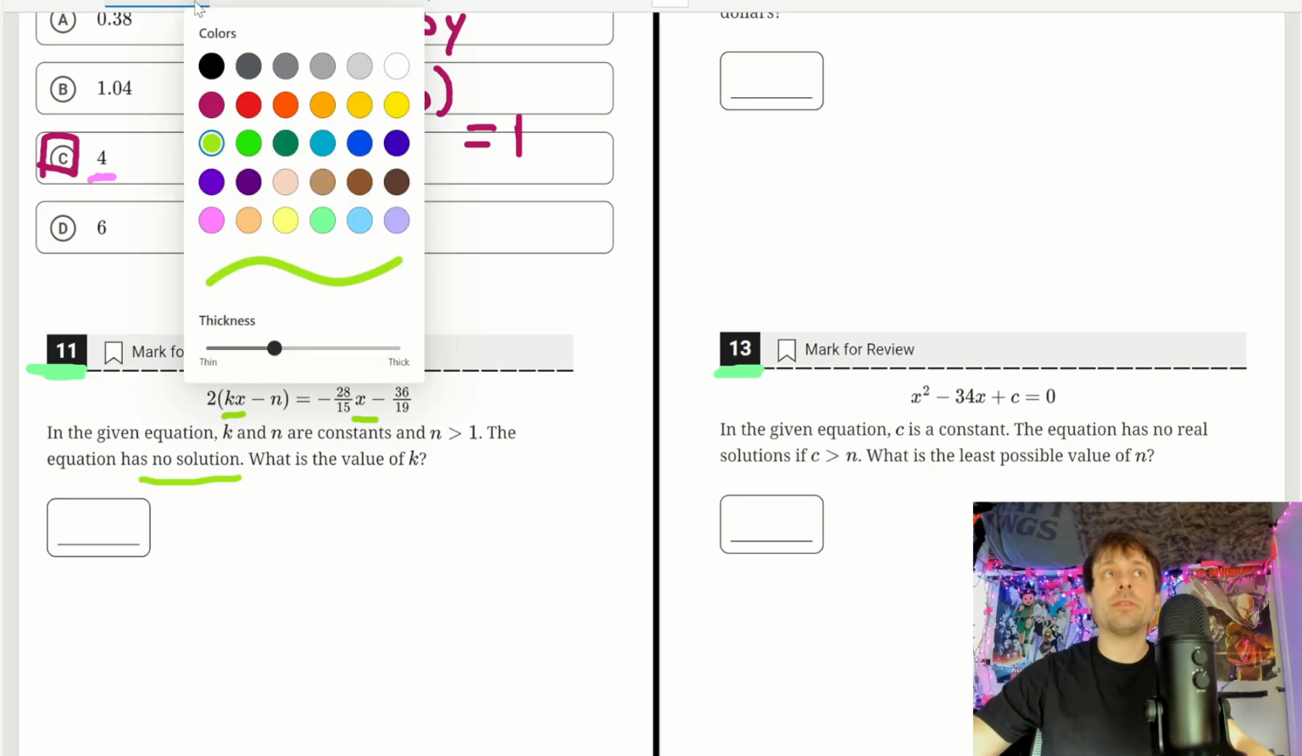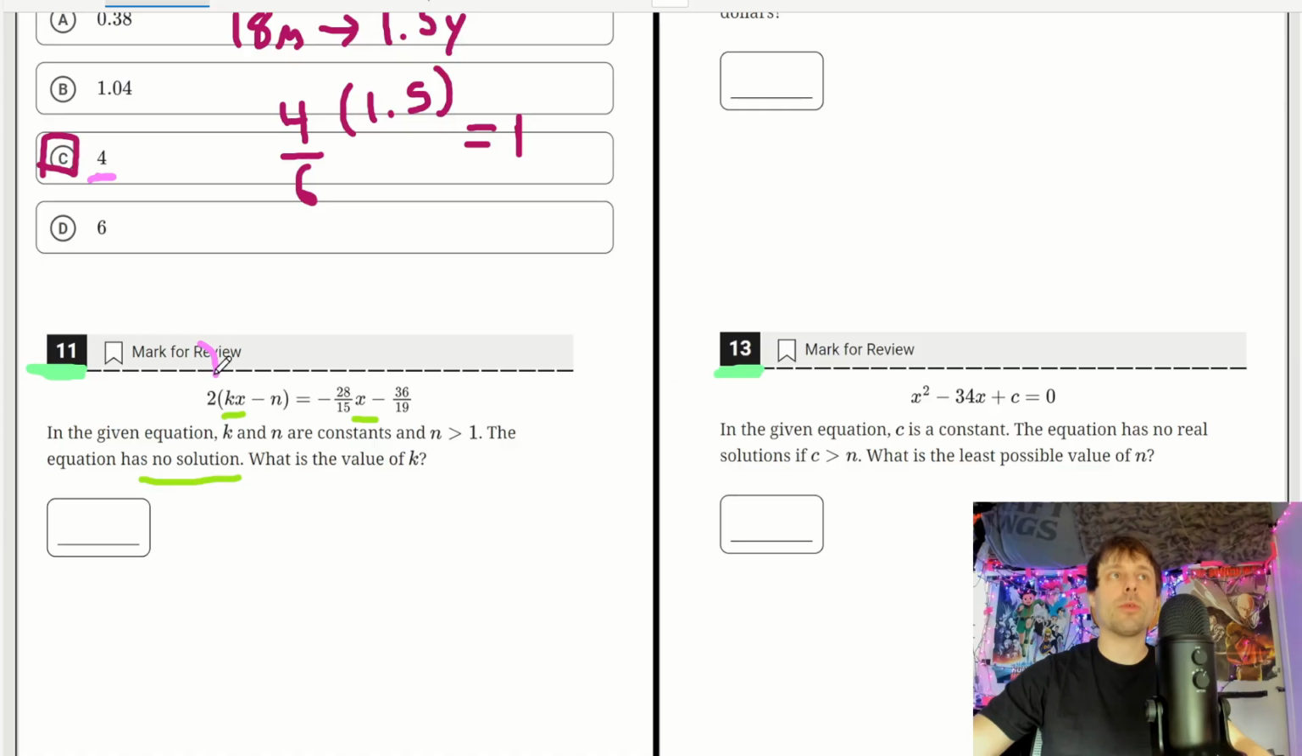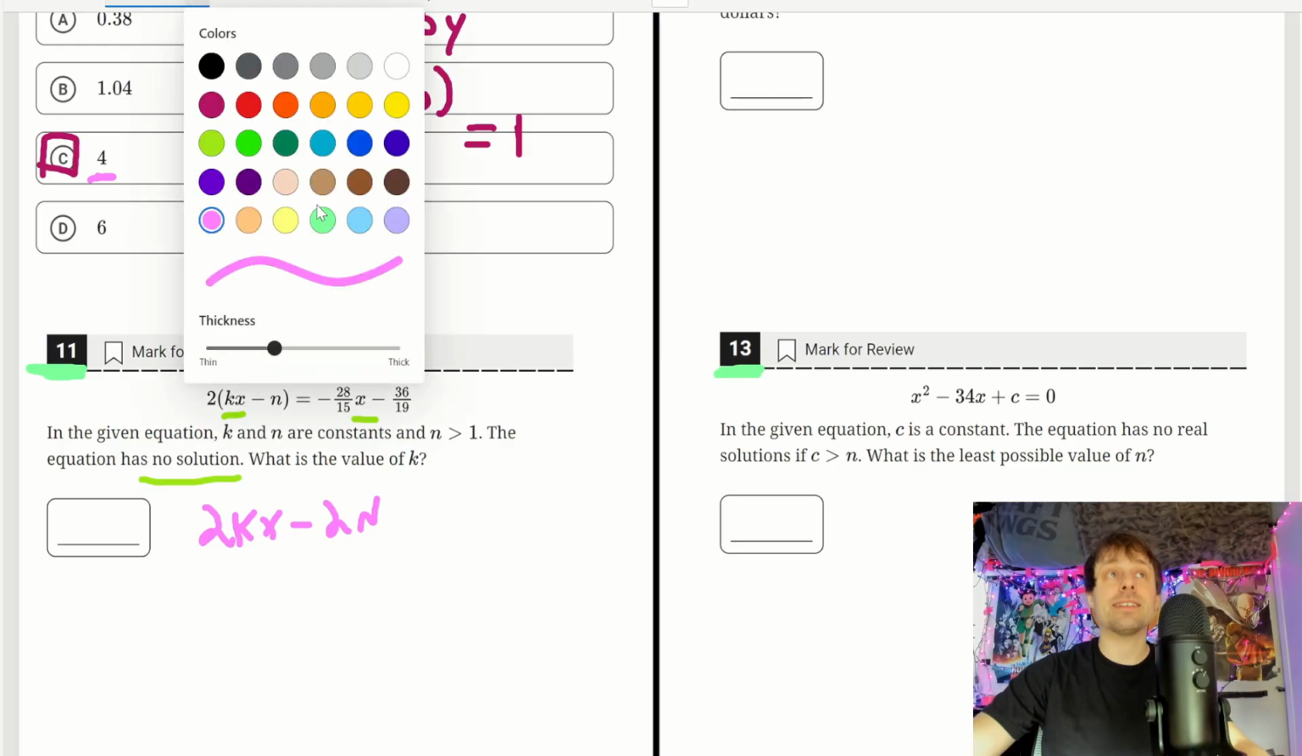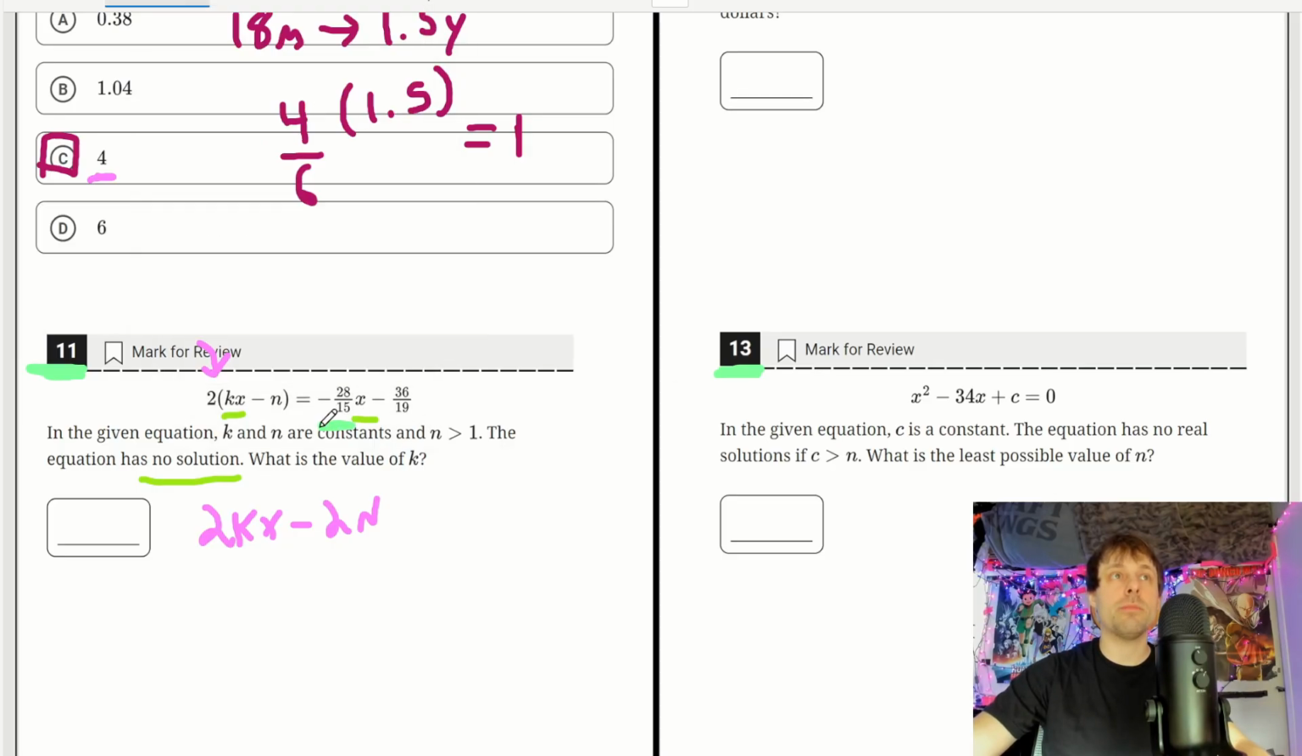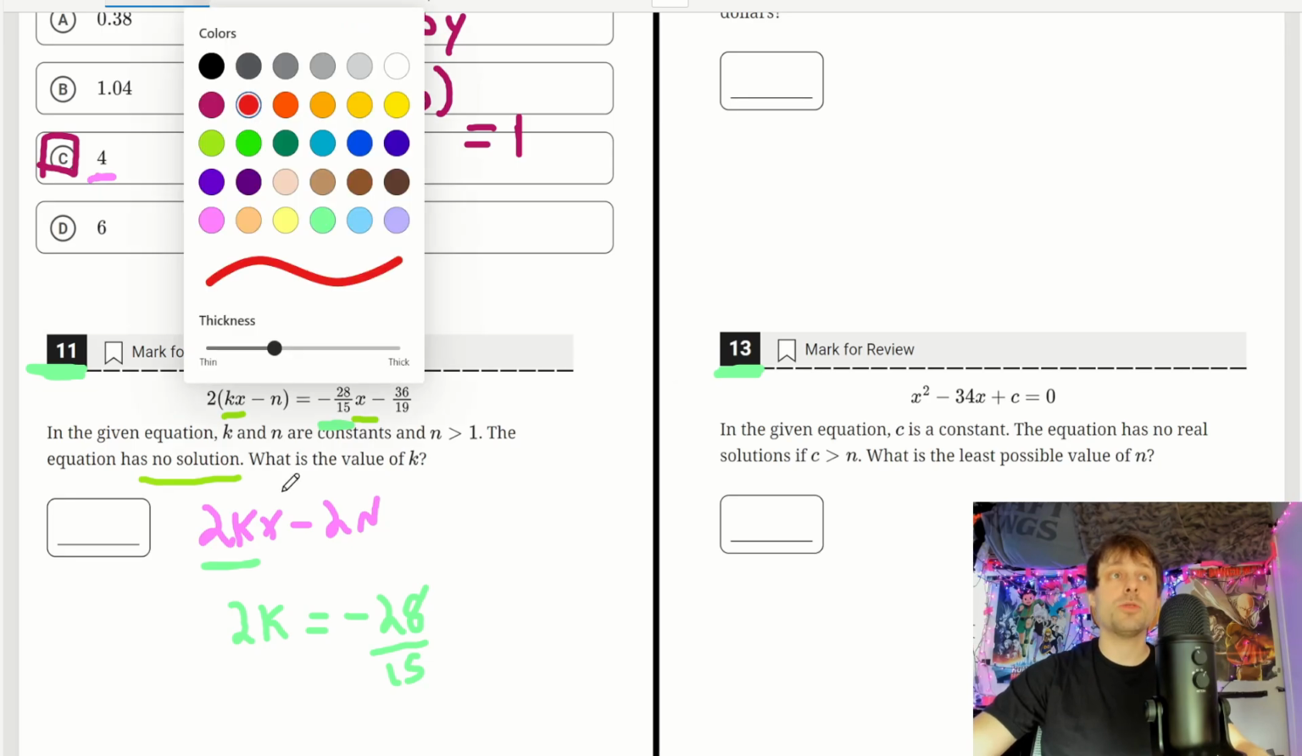This is also a little bit of another rule, and that is if I ever see parentheses, I want to distribute the side that has the parentheses, and then I can set my coefficients equal. So this is actually 2k x minus 2n. And then now I can set these equal. I can say, okay, I know that my slopes are going to be equal to each other. So I know 2k is going to be equal to negative 28 over 15. And I would divide both sides by 2.